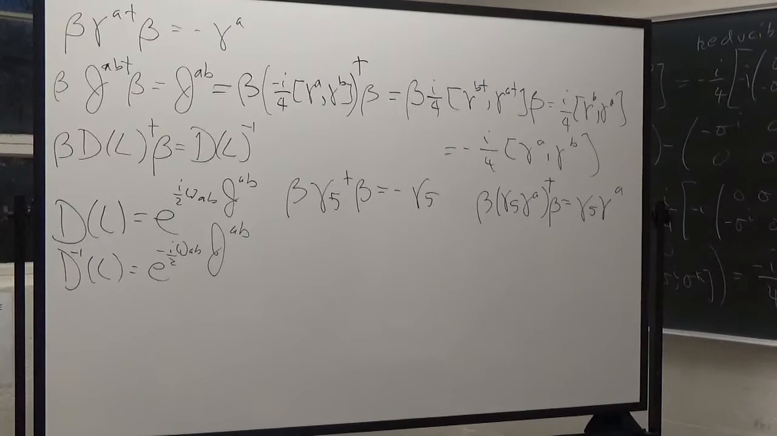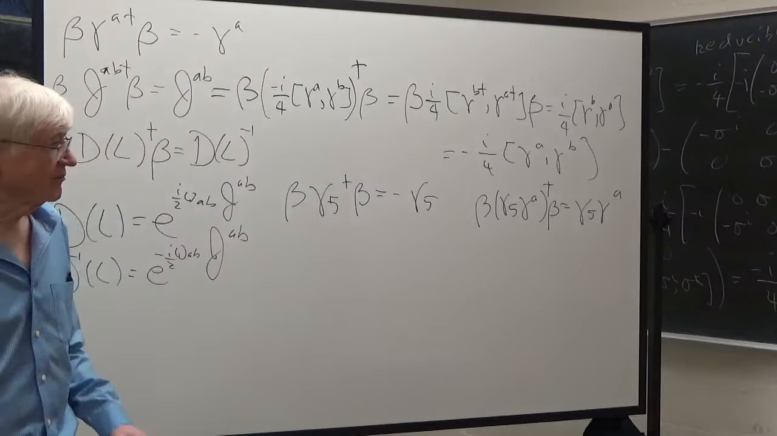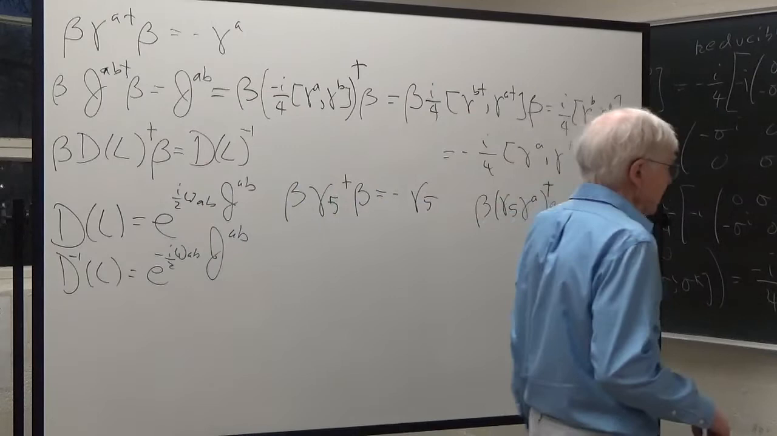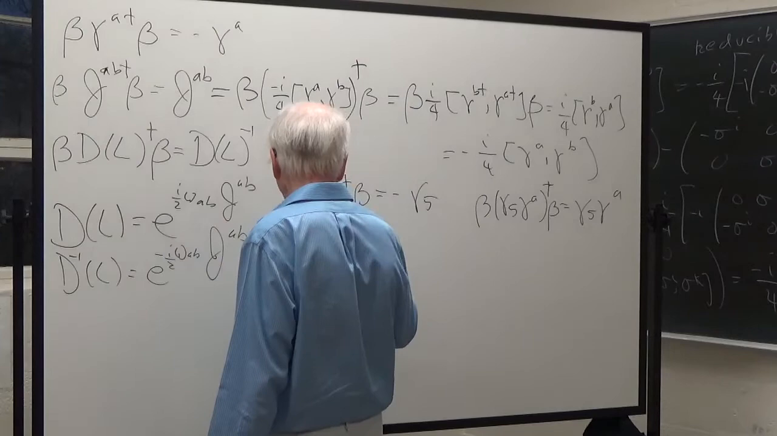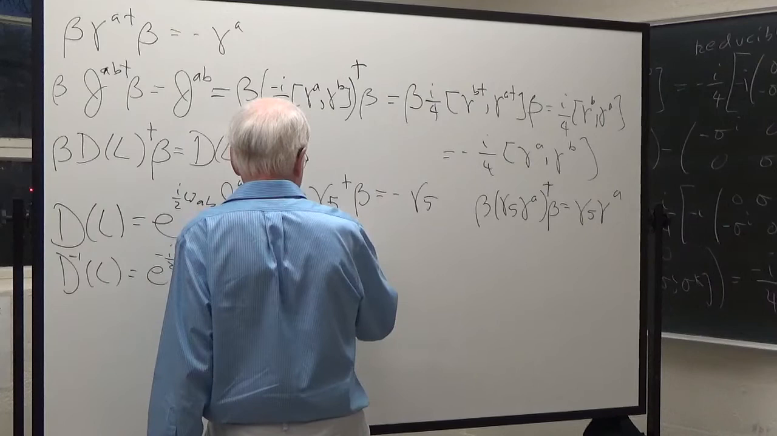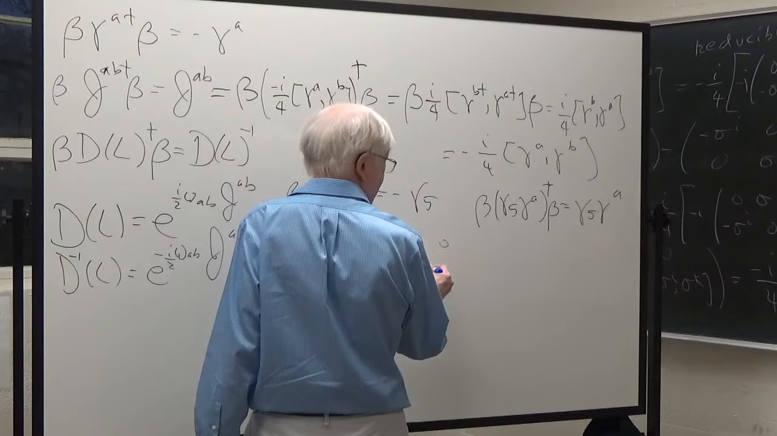I think maybe I should say a little bit about the Lorentz group here. You see, if you have a J, let's say J_ij, this is 1 half epsilon_ijk times the matrix with sigma_k, 0, 0, sigma_k.